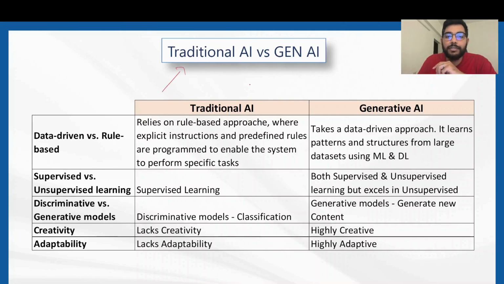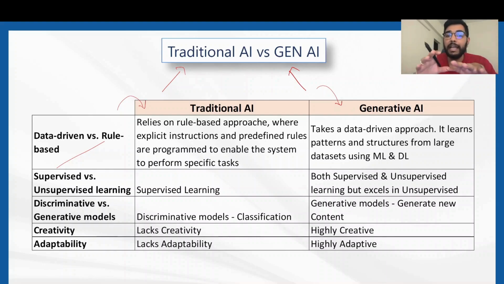the training data. Now let's try to contrast these two, traditional versus generative AI, based on all the knowledge that we have gathered till now, right? The first point of difference is data driven versus rule based. As we already discussed, traditional AI is rule based, whereas generative AI follows a more data driven approach wherein it learns patterns and structures from large data sets and trains using primarily machine learning and deep learning models.